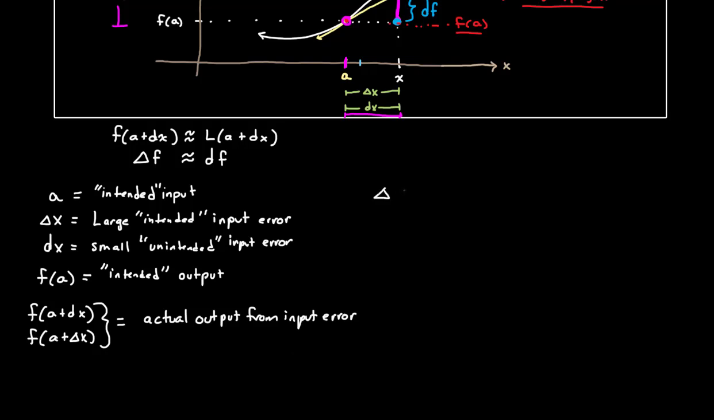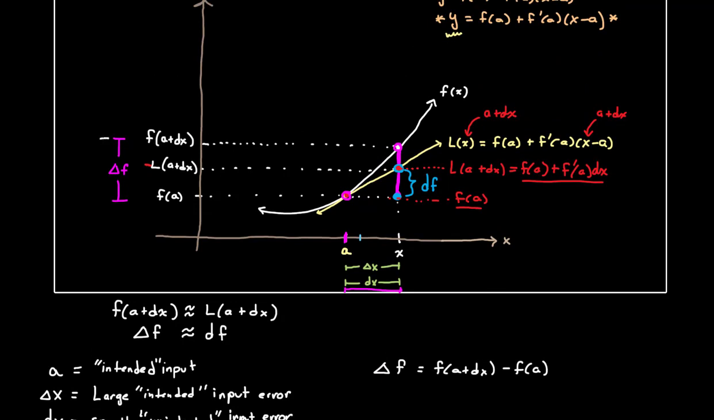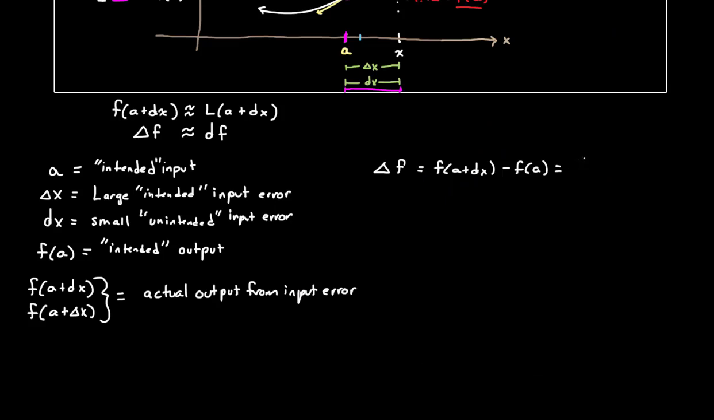Anyway, delta f. Mathematically, what is delta f? Well, that's going to be f of a plus dx minus f of a. If we come over here, I'm just going to re-highlight that, delta f. And that's going to equal actual output error. It's not the rise of the bread, it's the error rise in the bread. So suppose I wanted it to rise 5 units, but it rose 5.75 units. That would be 0.75 output error.